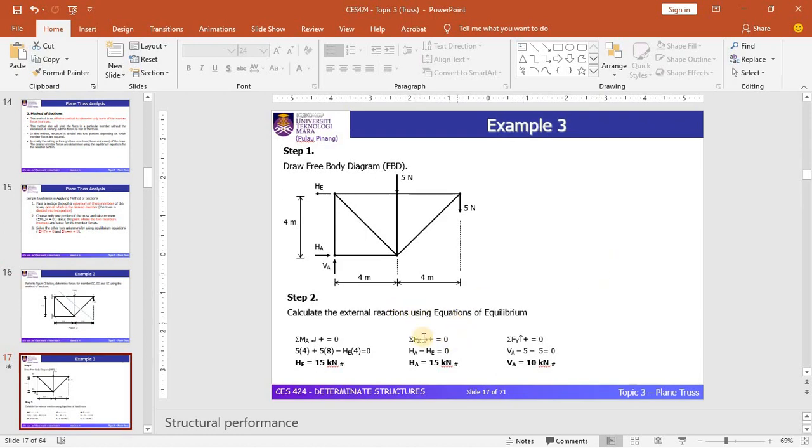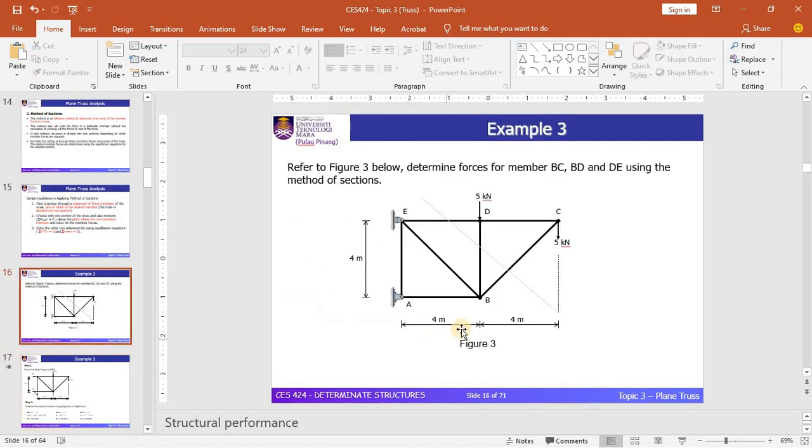As usual, find the reactions at the supports. Basically, this step can be skipped if you consider the upper portion. If you consider the lower portion, you need to take into account the reactions. In other words, you need to calculate the reactions at the supports.